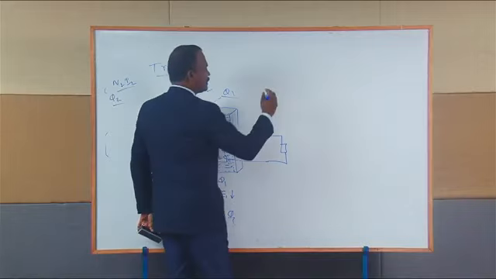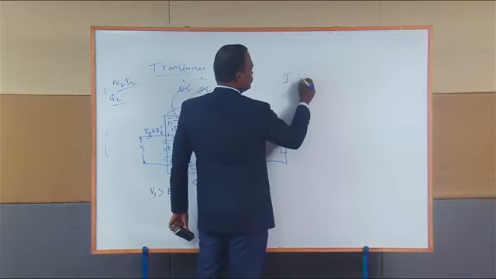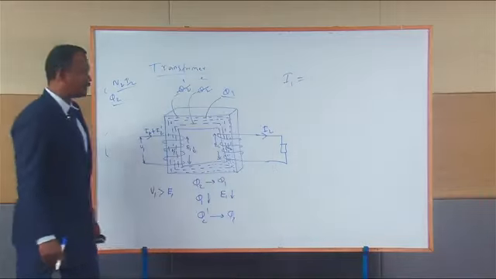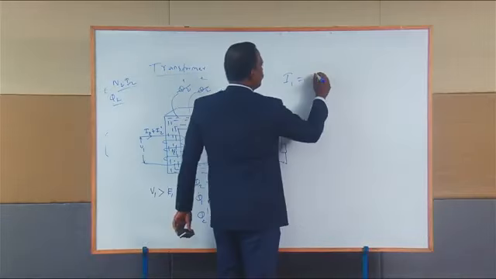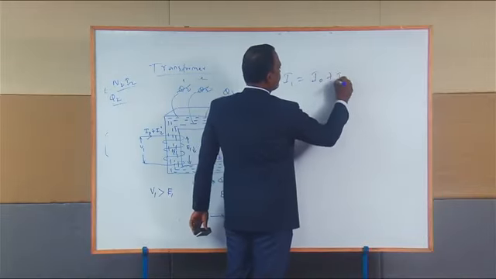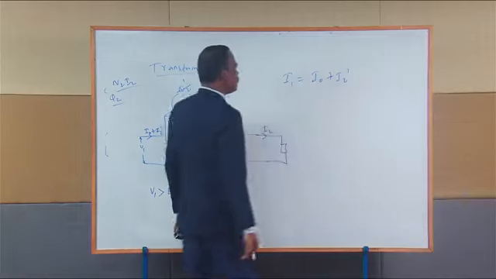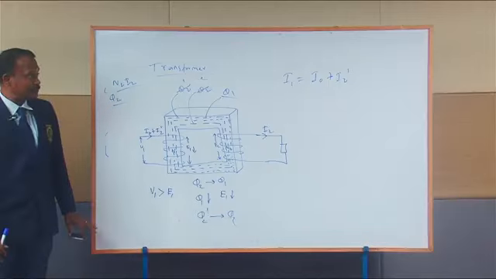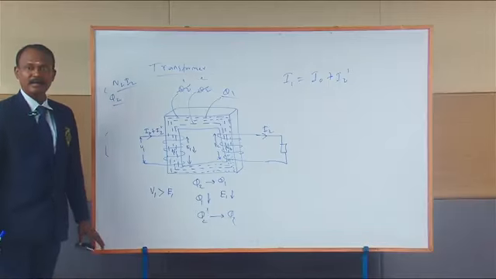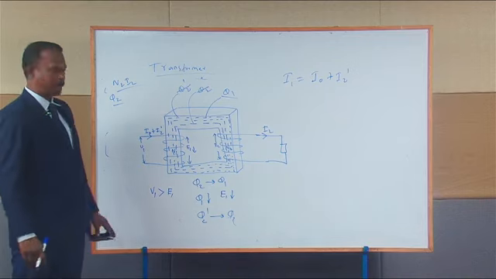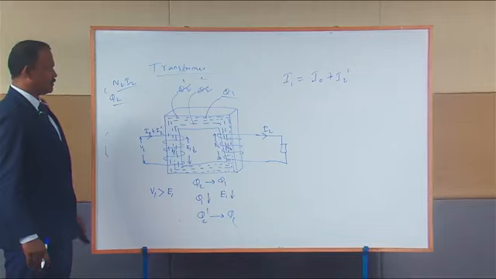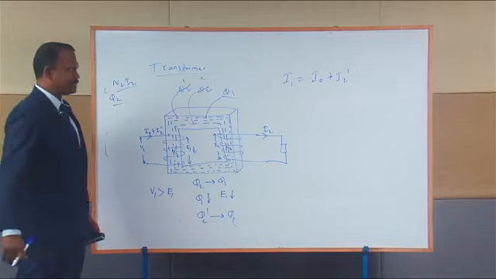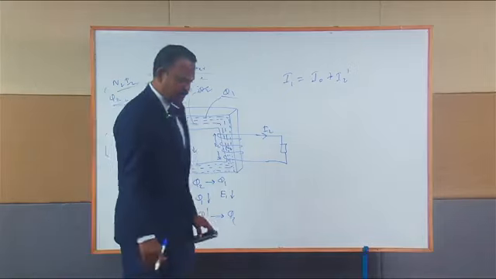Now what is the current I1 which flows into the primary of the transformer? I1 is equal to I0 plus I2 dash. But this is not an algebraic sum, it is a vectorial sum. I1 is equal to I0 plus I2 dash. But the value of I2 dash purely depends upon the type of the load.